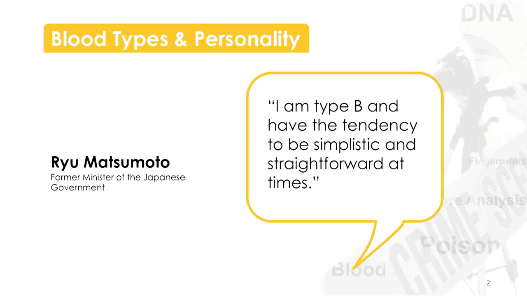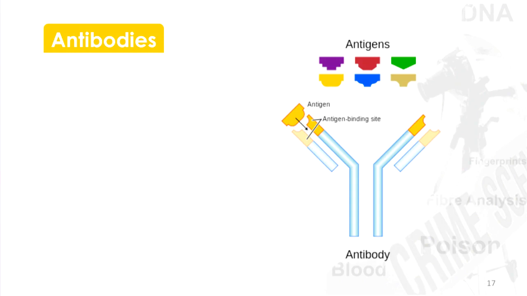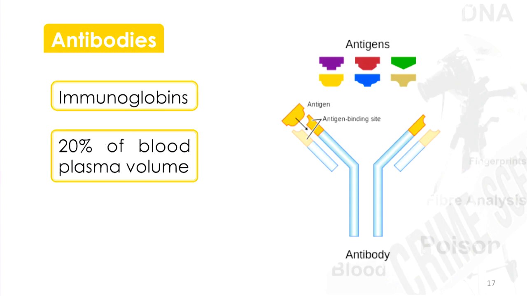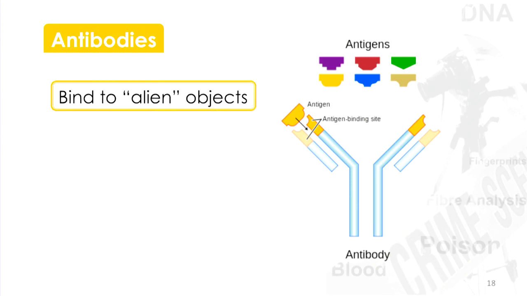Now, to go with the antigens, we have the antibodies. Now, the antibodies are big protein molecules which make up a large component of our blood. And they are produced as part of our immune system. The purpose of an antibody is to bind to any objects in the blood that they recognize as alien. Okay, so anything in the blood that shouldn't be there should be bound up by an antibody.